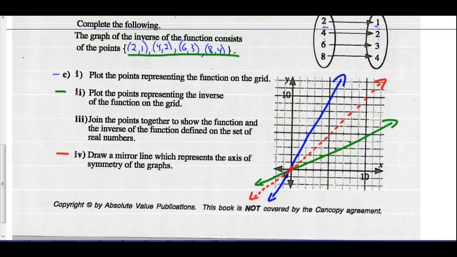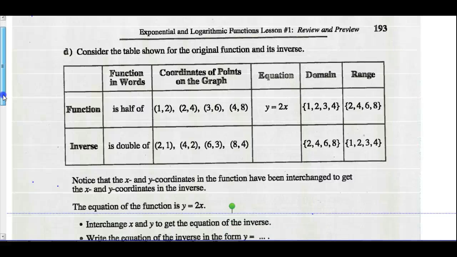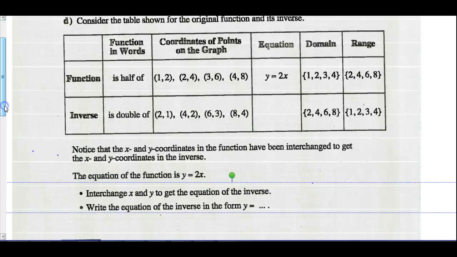Let's look at the next page. Consider the table shown for the original function and its inverse. Notice that the x and y coordinates in the function have been interchanged to get the x and y coordinates in the inverse. All right. So my original function has the points 1, 2; 2, 4. The new function is 2, 1; 4, 2. So those points have been interchanged. The equation for the function is y equals 2x. That's our original function. How do I find the equation for the inverse function?